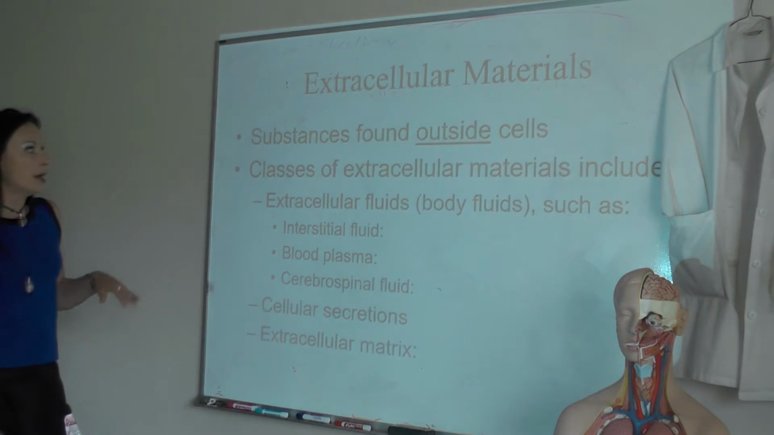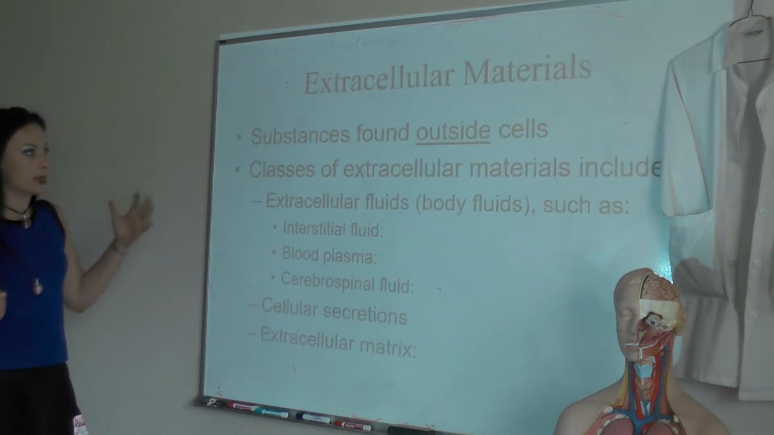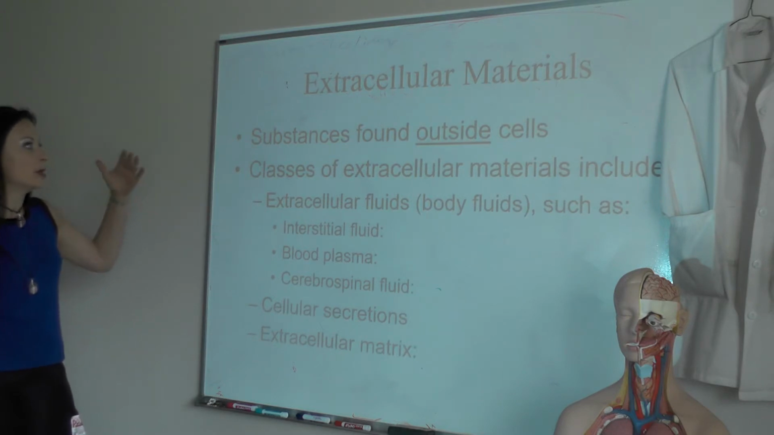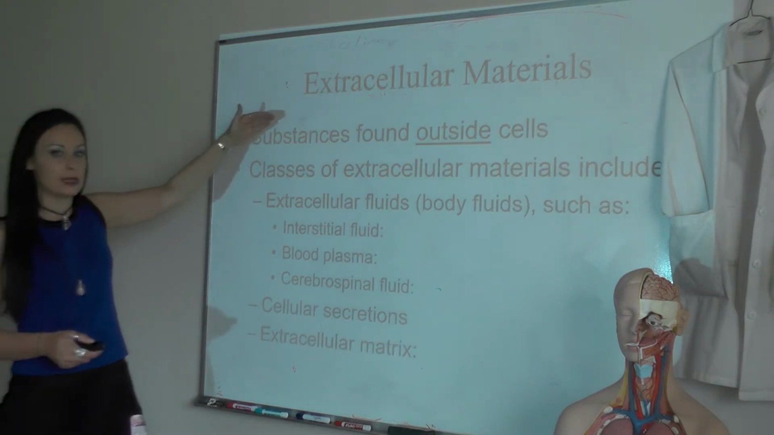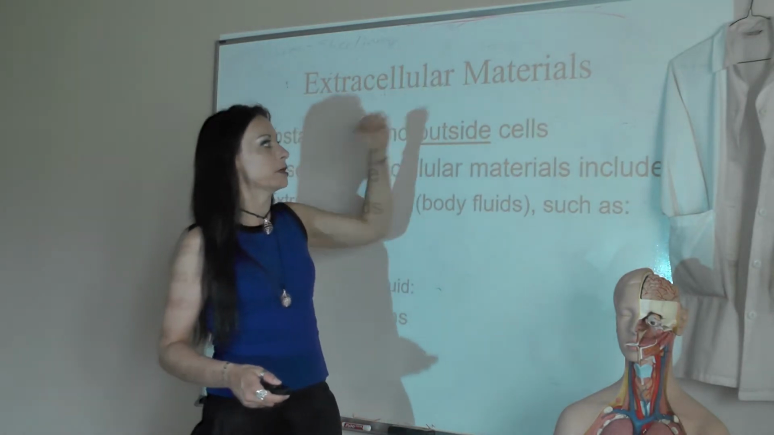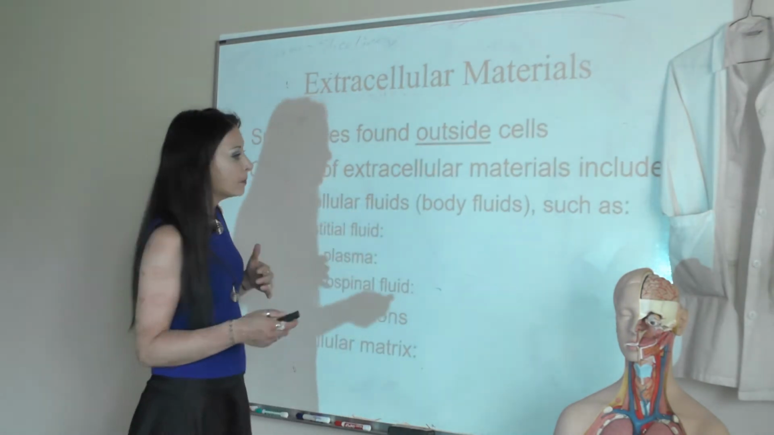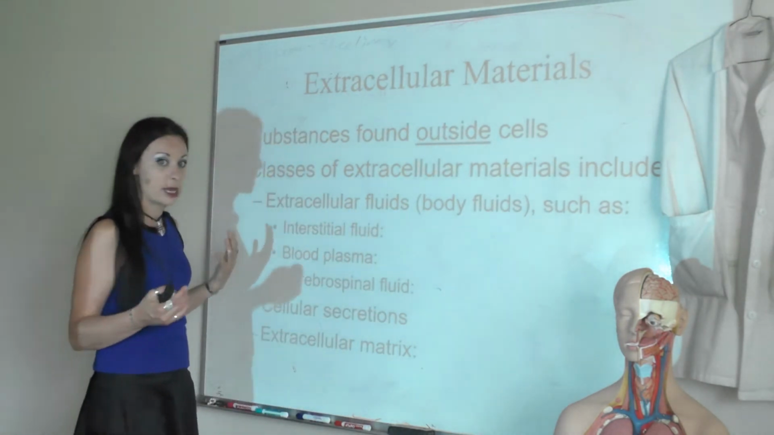So, as far as the cell goes, it maintains a boundary between itself and the external environment. So anything that's outside of the cell is an extracellular material. Anything inside the cell is an intracellular material, and it's all contained within the cytoplasm.